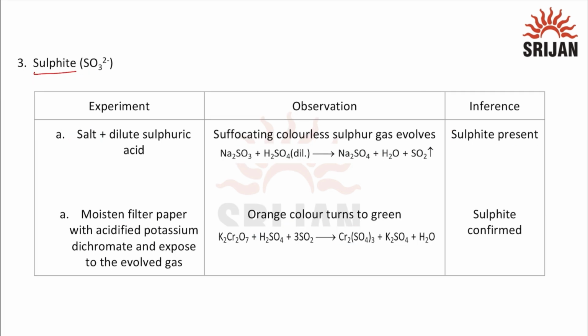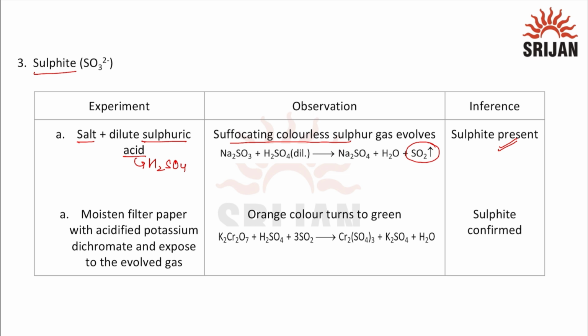The third anion is sulfite. For checking whether sulfite is present or not, first we will take a small amount of salt and then again we will add dilute sulfuric acid to it. As a result, we will see that a suffocating colorless gas is evolved. This is actually SO2, and this confirms that sulfite is present.